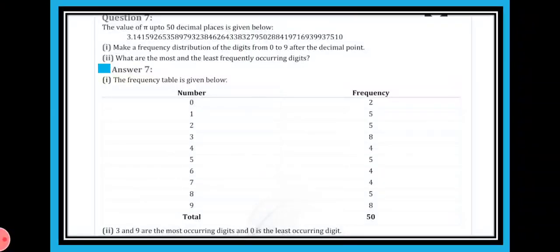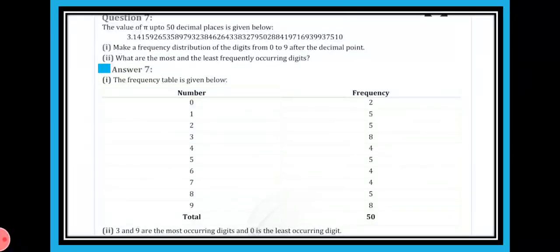Next, question number 7. The value of pi up to 50 decimal places is given below. Now we all know the value of pi; in short we take it as 3.14, but here the value is given up to 50 decimal places. You have to make a frequency distribution of the digits from 0 to 9 after the decimal point.